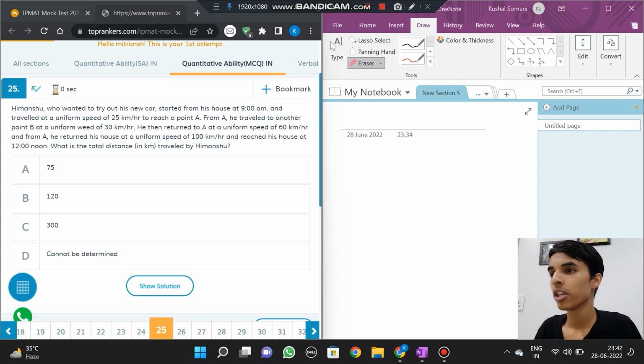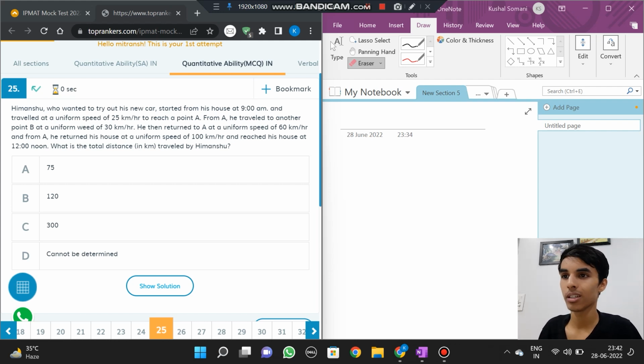It says that Himanshu, who wanted to try out his new car, started from his house at 9 a.m. and traveled at a uniform speed of 25 km per hour to reach a point A. From A, he traveled to another point B at a uniform speed of 30 km per hour. He then returned to A at a uniform speed of 60 km per hour, and from A, he returned to his house at a uniform speed of 100 km per hour and reached his house at 12 noon. What is the total distance traveled by Himanshu?